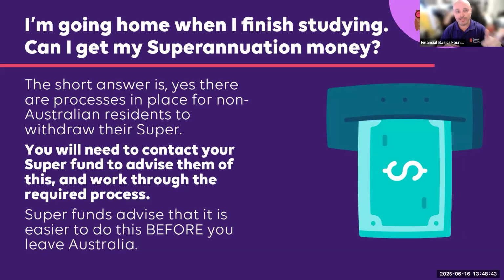But just if this is you and this is the burning question you've got, the short answer is yes, you can get access to those funds as an international student who's not staying in Australia, but you will need to contact your super fund, let them know this, and be prepared to work through the process to get that money back. Because it's not the primary purpose of how it's set up. There is a process for it to occur, but in their words, it is quite convoluted. So the earlier you can start, the better.